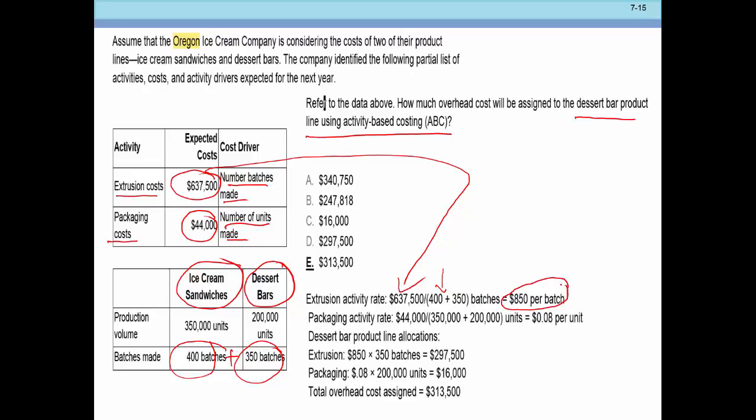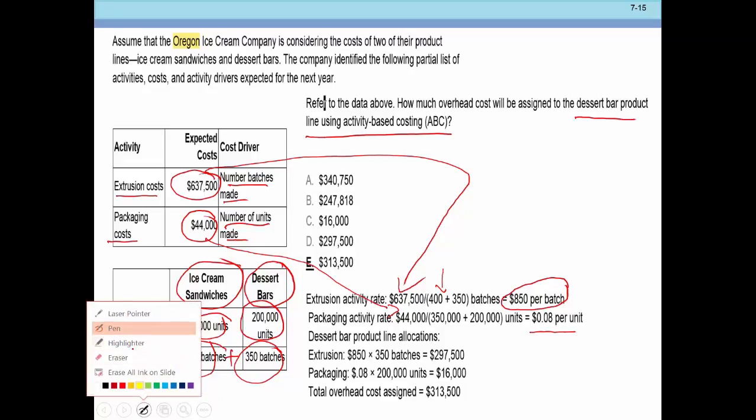But I also have to do the same thing with this other activity, which is packing. In packing, they use volume: 350 versus the 200. So I add those two together. I pick up that packing cost. I add those number of units together, and that gives me now a cost per unit for the packing, doesn't it? And in this question, they asked me about dessert bars.